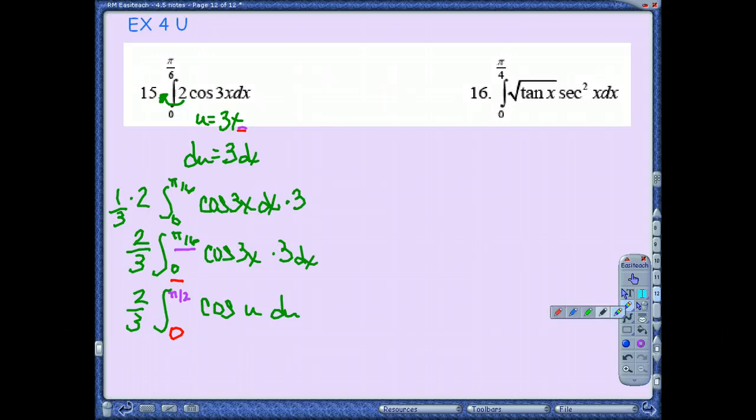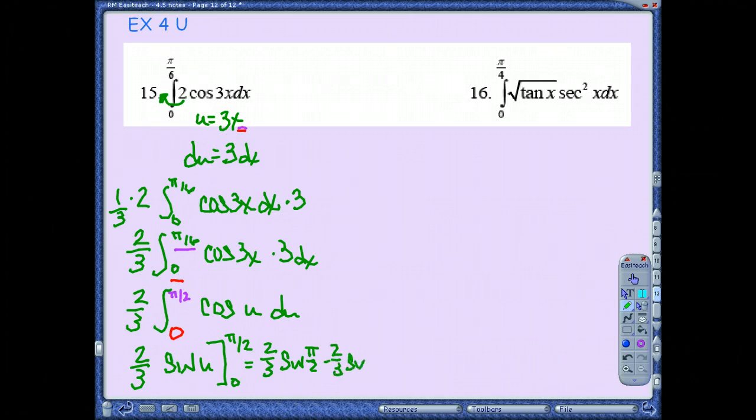So we'll integrate. So we'll have 2/3 times the sine of u. Remember, because we changed our limits, we don't ever have to go back to the x world. We'll put our pi over 2 in first, and then we'll put our 0 in. To integrate this all the way, we'll have 2/3 sine of pi over 2 minus 2/3 sine of 0. That's just going to give me 2/3. The sine of pi over 2 is 1. The sine of 0 is 0.